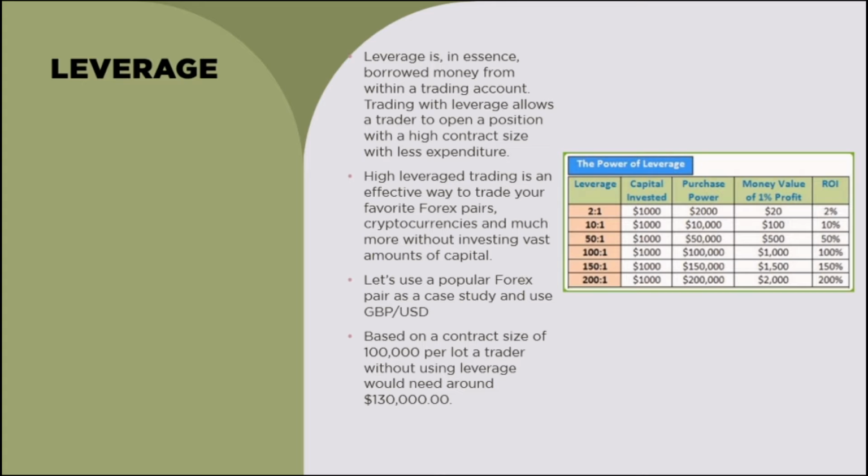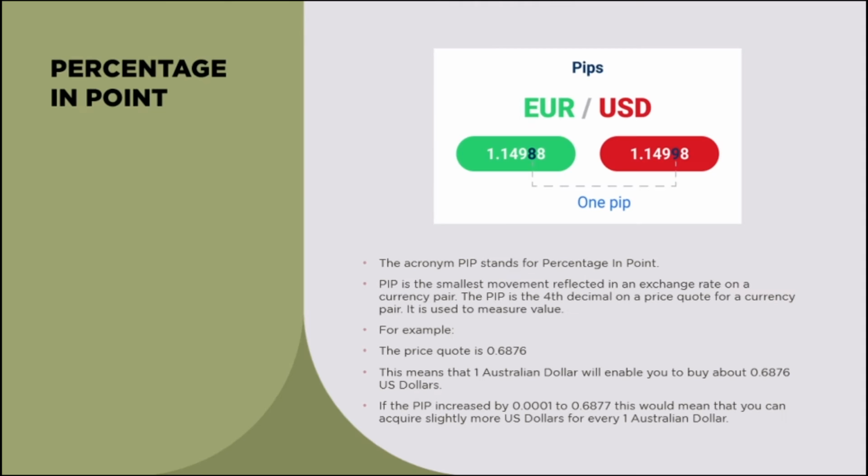So 2 to 1 leverage is a capital invested of 1,000, purchase power is 2,000. Money value of 1% profit is 20, and the ROI is 2%. And then you see the chart, the 10 to 1, 50 to 1, 100 to 1, 150 to 1, 200 to 1. And it just all depends on which type of leverage you have before you execute your trade.